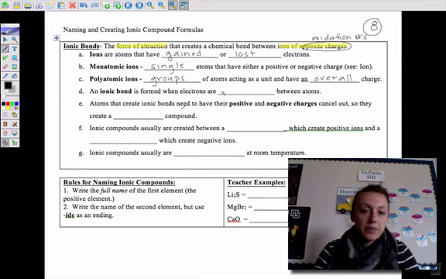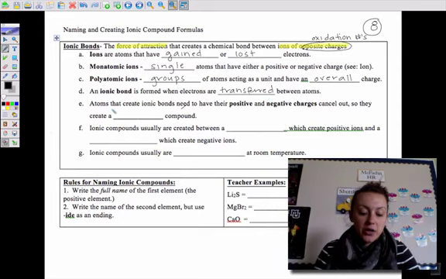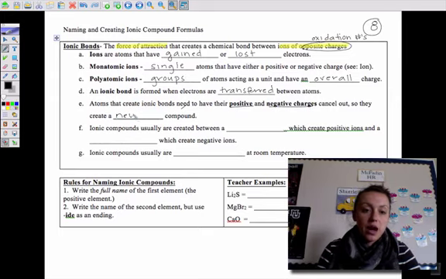So an ionic bond is formed when electrons are transferred between atoms. So one atom is going to give its electrons to the other one, and they're going to be connected that way. So atoms that create ionic bonds need to have their positive and negative charges cancel out, so they'll create a neutral compound. So that means the sum of the oxidation numbers, which means if we added them together, is going to equal 0.